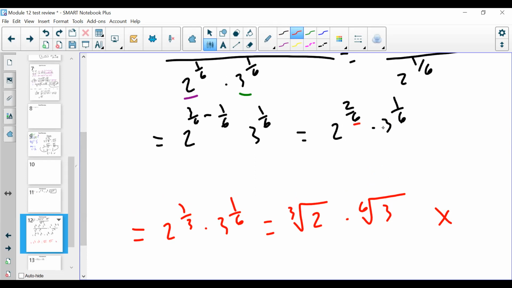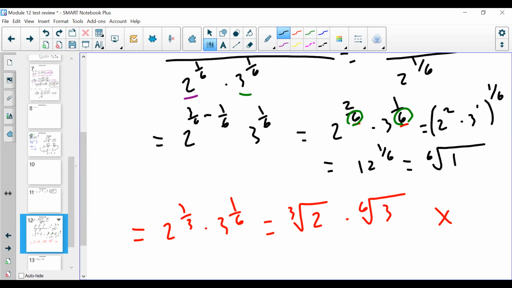Instead, I want to make sure that both denominators of the exponents are the same, because when they are, I can rewrite this as 2 squared times 3 to the 1st power, all raised to the 1/6. What you're essentially doing is taking this denominator and factoring it out. So I have 2 squared times 3 to the 1st, to the 1/6 power. So what you get is that 2 squared is 4 times 3 is 12 to the 1/6, or just the 6th root of 12. And this is a lot simpler than what you have right here. So that's why you want to leave the denominators of the exponents the same, so you only have 1 radical rather than 2 radicals.